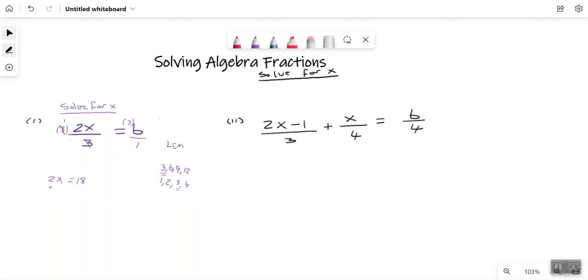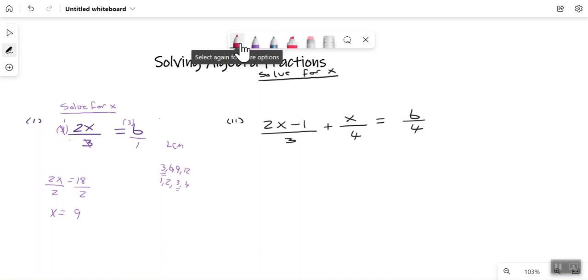Now I can just divide both sides by 2. Let's divide that by 2, and then x is equal to 9. Okay, so that's that one. So let's have a look at this one. Again, we want to get rid of the fraction.